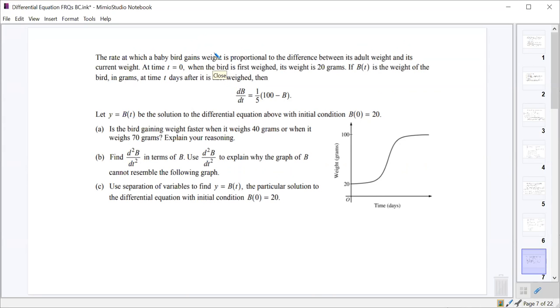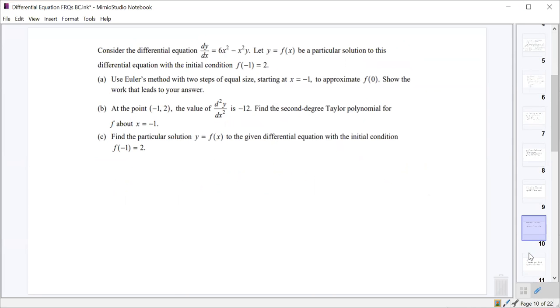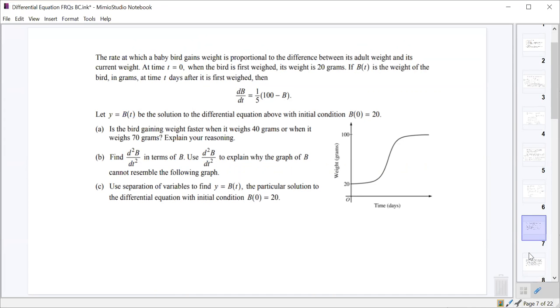So we didn't do the baby bird problem here, but I talked to you guys about doing this one, right? Doing 7, 8, 9, 10. Does that sound right? I think. Yeah. All right.